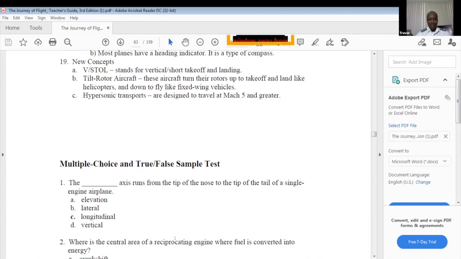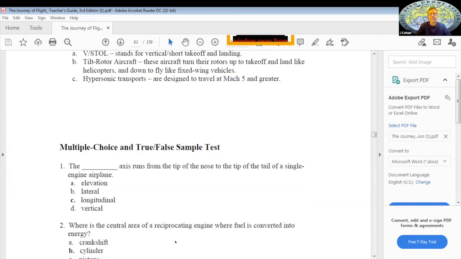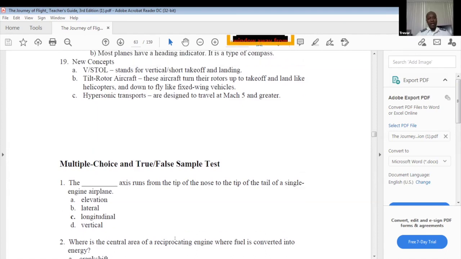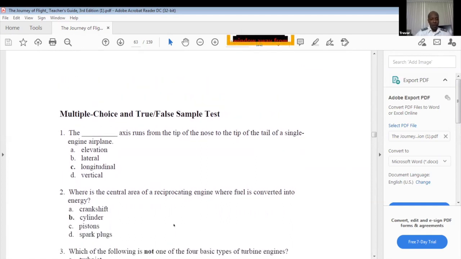John, you want to give that a shot? Cylinder. All right, correct. Cylinder. So, and that is why I say it's kind of tricky. The central area of a reciprocating engine, remember what the reciprocating engine is all about. It has four strokes: intake, compression, power, exhaust. So the fuel is introduced into the cylinder along with the air so that it can be compressed and ignite and create that explosion.